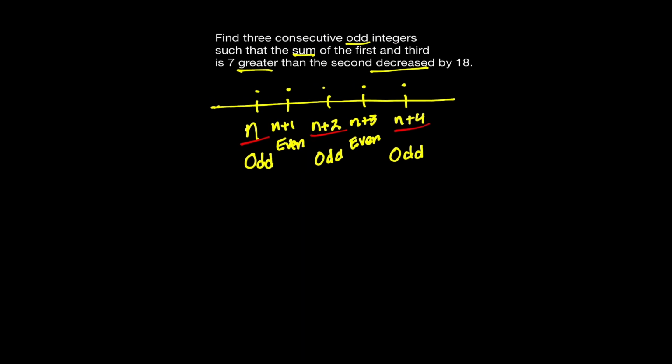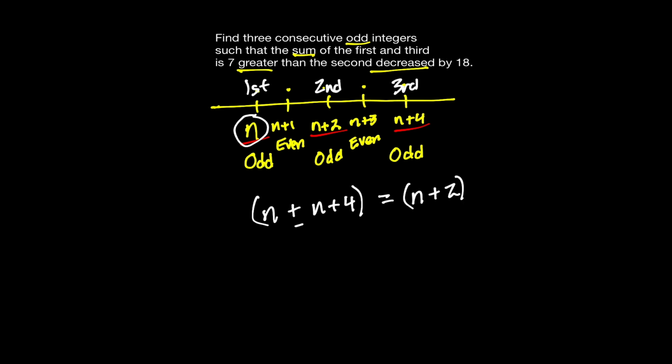So let's go ahead and set that up. Let's see, the sum of the first and the third. Well, the sum of the first and third, let's go ahead and set that up. The first is here. This is the first. This is my second. Doesn't hurt to label these. And the third. So n and n plus 4. Okay, that's equal to. Is means equal to. 7 greater than. Well, no, I don't want to do that actually. This sum is 7 greater than the second. The second is n plus 2. The second decreased by 18.